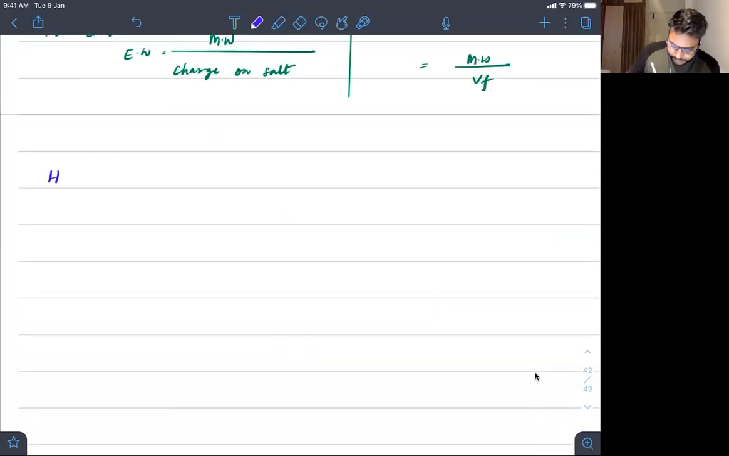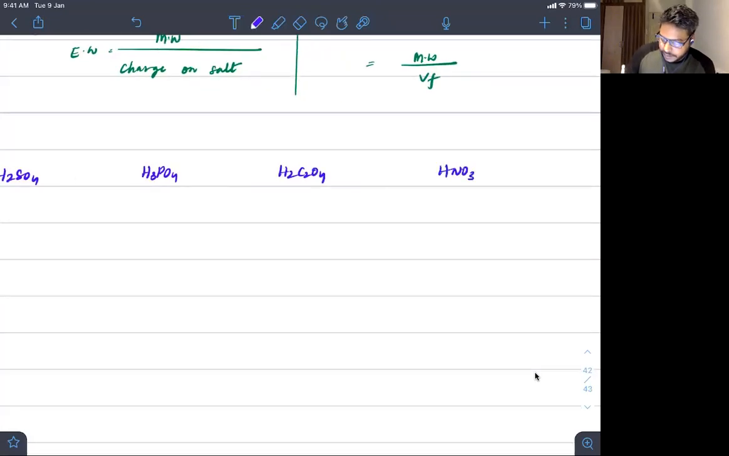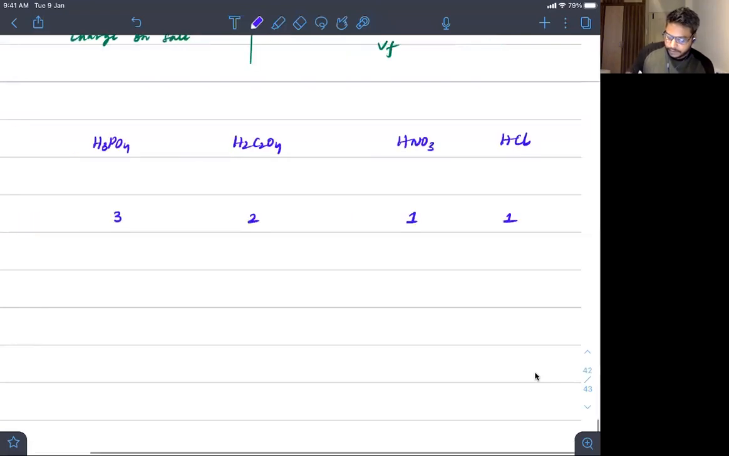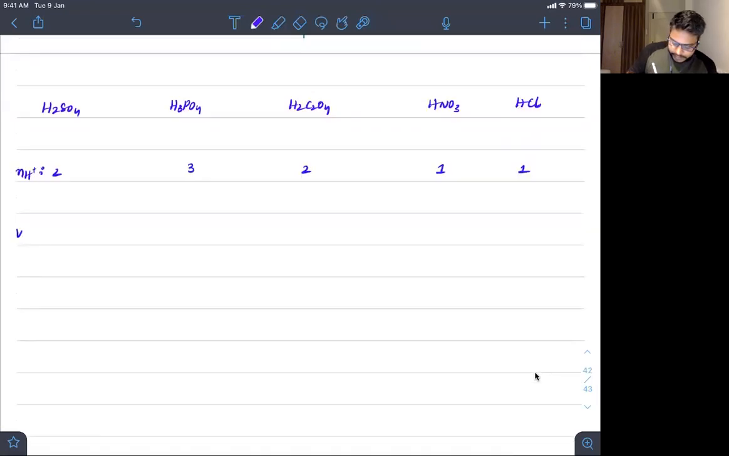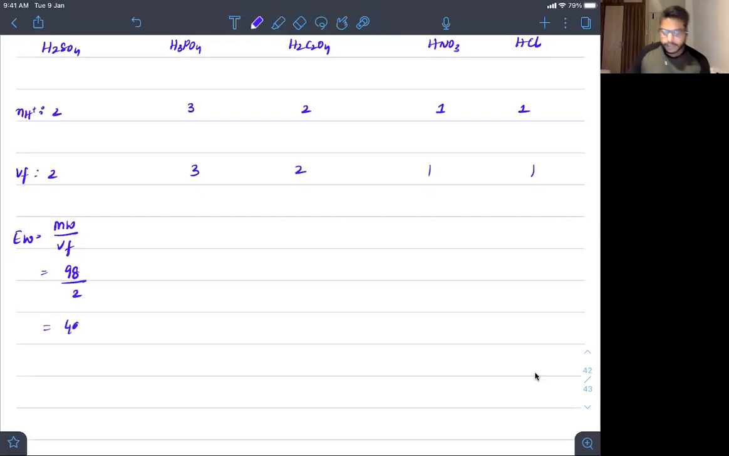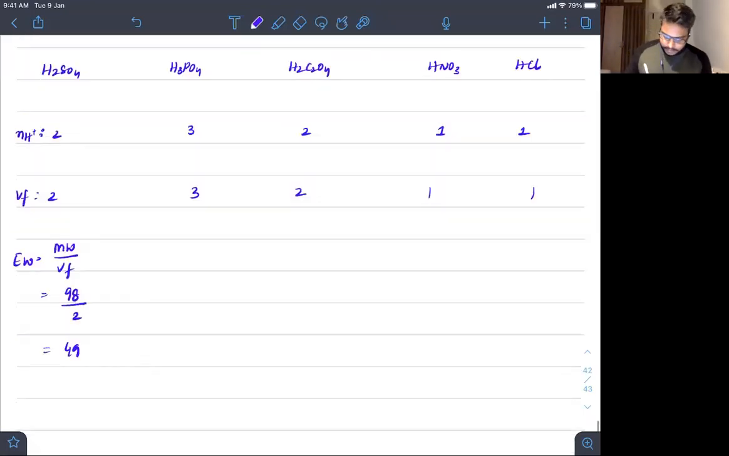For instance, if I give you H2SO4, H3PO4, H2C2O4, HNO3, HCl, let's see how many ionizable H plus each has: 2, 3, 2, 1 and 1. So the valency factors are 2, 3, 2, 1, 1. The equivalent weight is molecular weight divided by its valency factor. For example, H2SO4 has molar mass 98 and valency factor 2, so the equivalent weight is 49. Clear, students? That's how we figure out the valency factor and the equivalent weight. For H3PO4 it is 98 divided by 3.